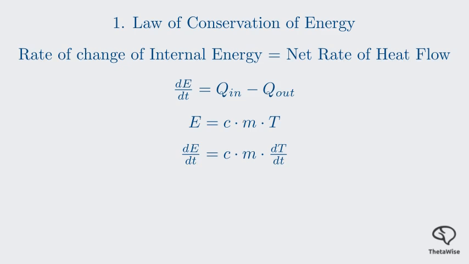The rate of temperature change is directly related to the net heat flow. This equation tells us that if more heat flows into a system than out, its temperature will increase. If more flows out than in, its temperature will decrease. This is a direct consequence of energy conservation.